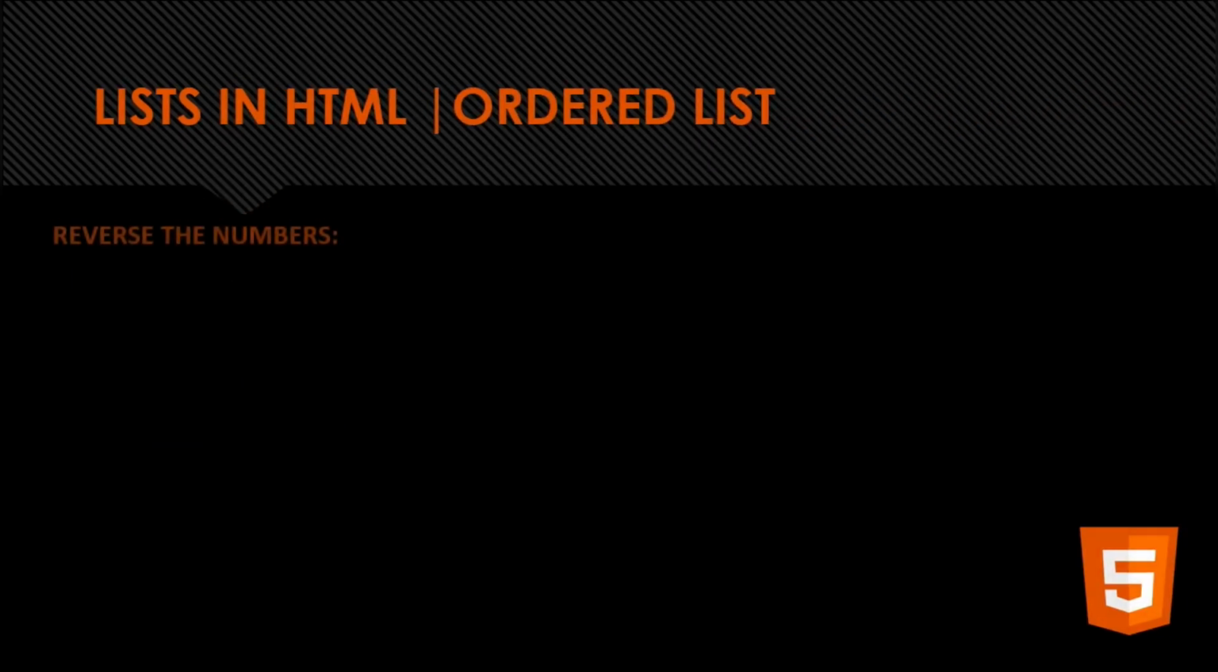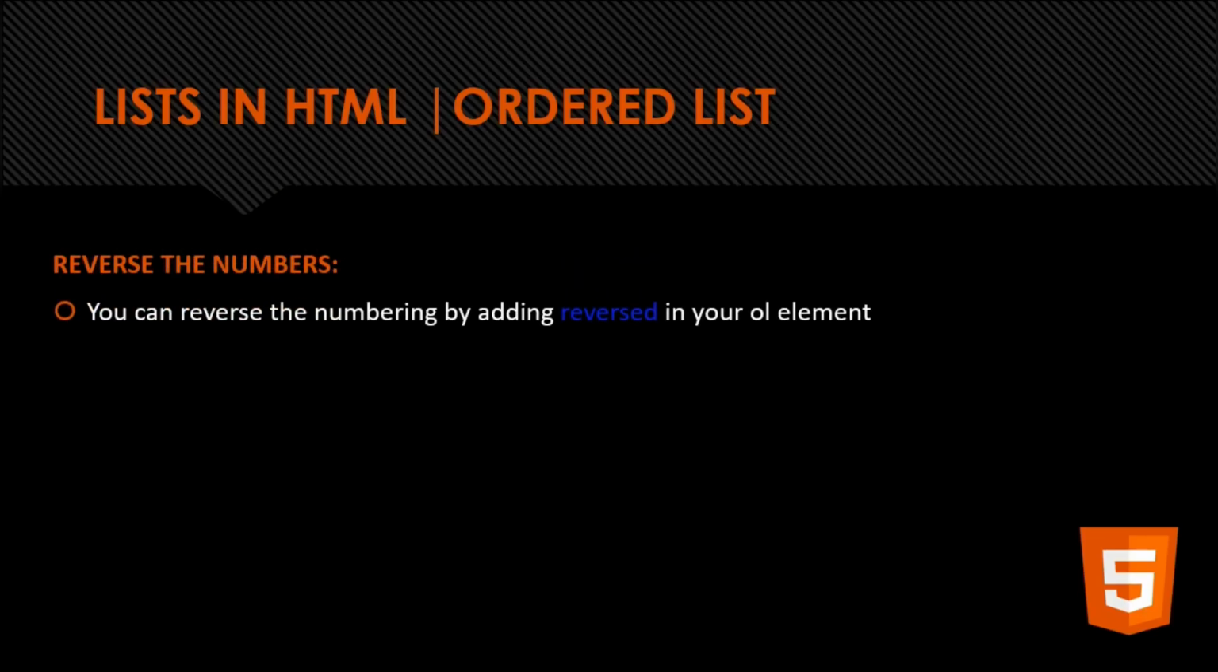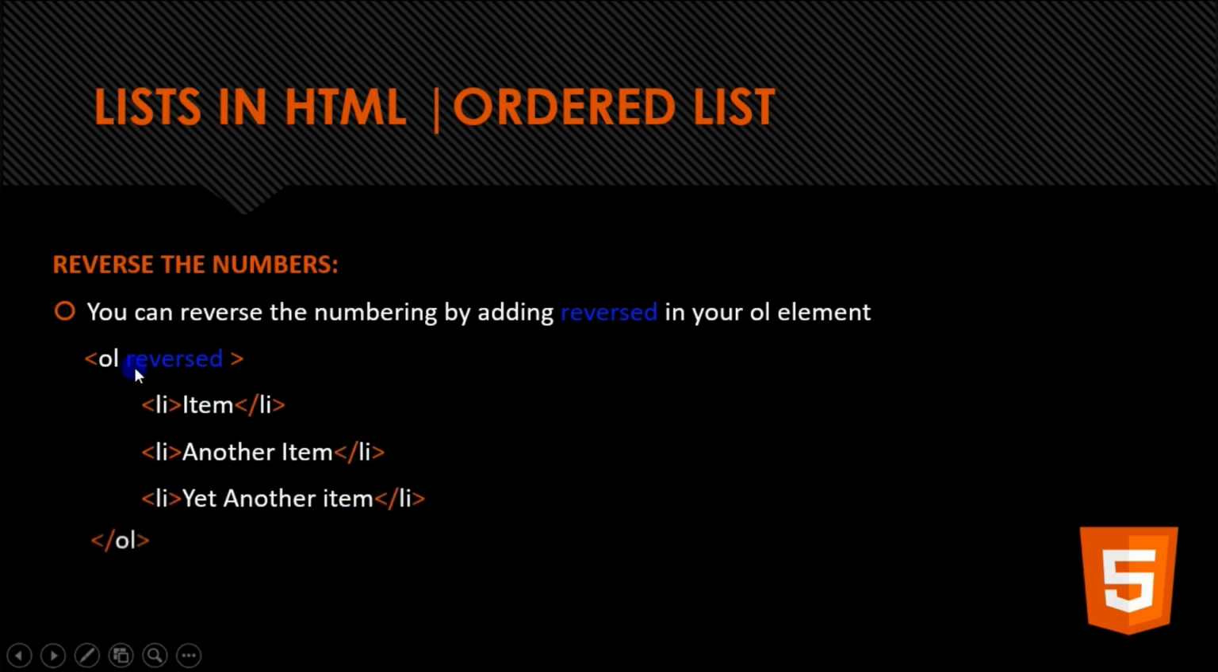And there's another thing as well. How can we reverse the numbers? You can reverse the numbering by adding the reversed attribute in your OL element, just like this, simply. OL and reversed, and your list will be reversed totally.